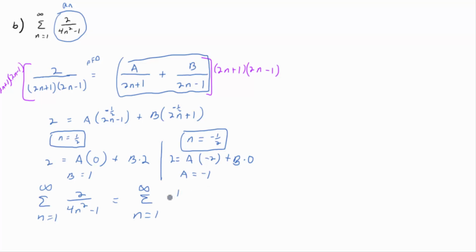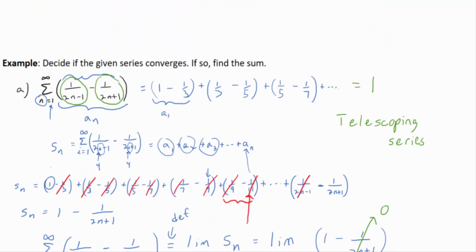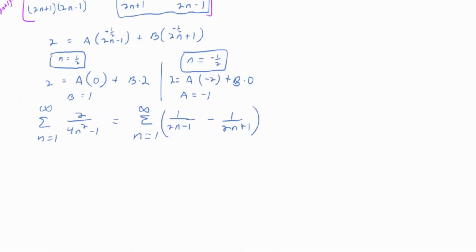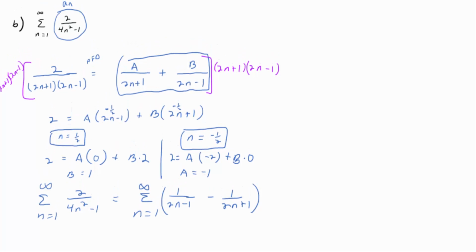Same thing as the last example. Oh yeah, you're observant. So 1 over 2n minus 1, and then A is minus, so minus 1 over 2n plus 1. Is that the same as what we had in the first example? I'm hoping it was, so I don't have to do it all over again. Yeah, so 1 over 2n minus 1 minus 1 over 2n plus 1. That'll save us some time. We've already done this, right?